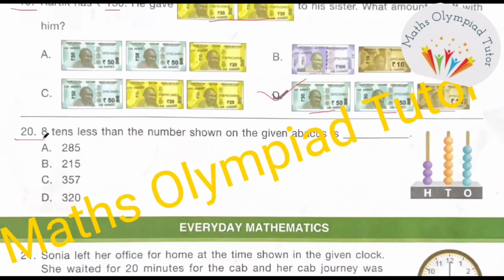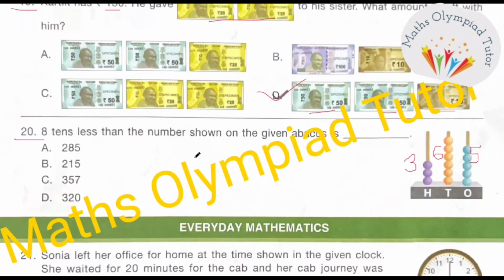Question 20 is 8 tens less than the number shown on the given abacus is. The given abacus shows the number here: 3 in the hundreds spike and 6 here in tens, and ones it is 5.